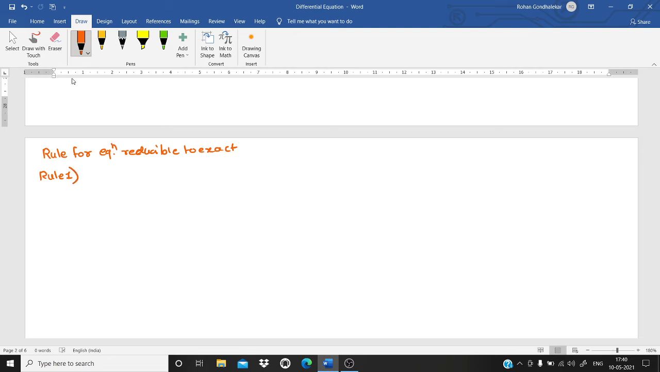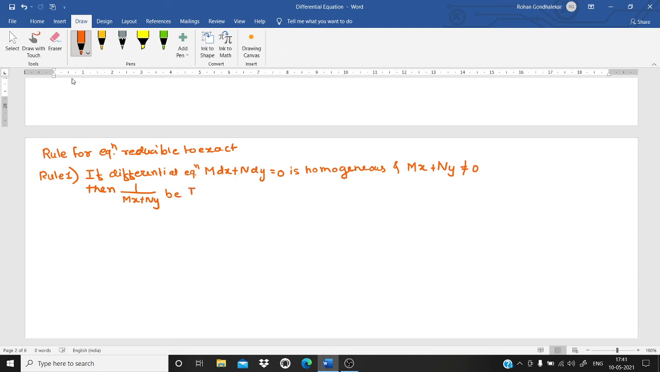What is the first rule? First rule is, if the differential equation M dx plus N dy is equal to 0 is homogeneous, and the value of Mx plus Ny should be non-zero, then 1 upon Mx plus Ny is the integrating factor.